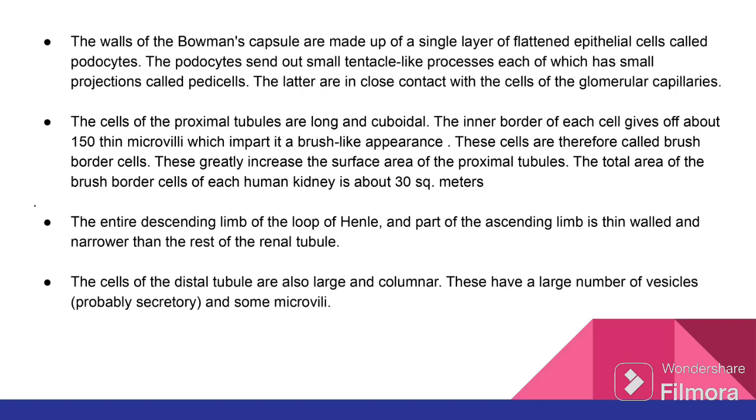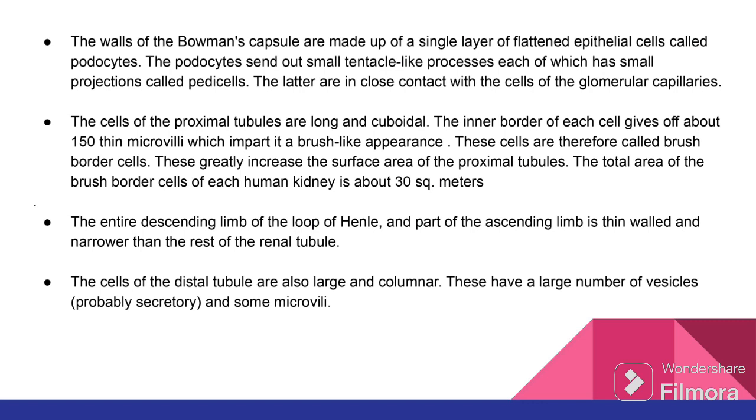The cells of the proximal tubules are long and cuboidal. The inner border of each cell gives off about 150 thin microvilli which impart it a brush-like appearance. These cells are therefore called brush border cells. These greatly increase the surface area of the proximal tubules. The total area of the brush border cells of each human kidney is about 30 square meters.